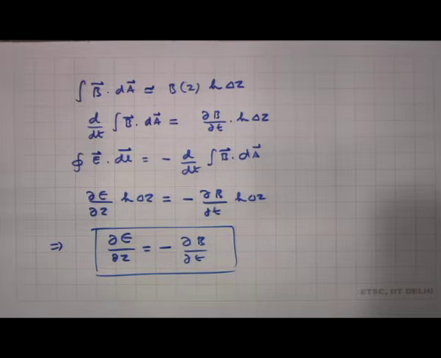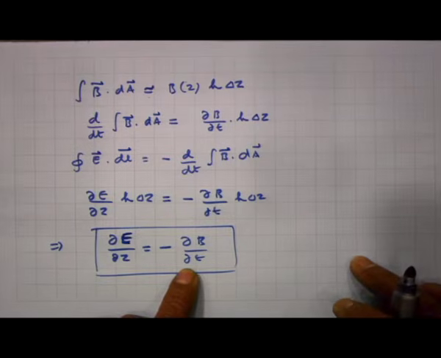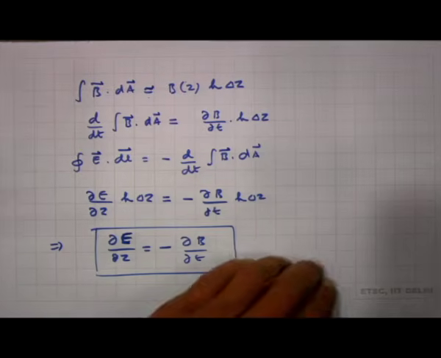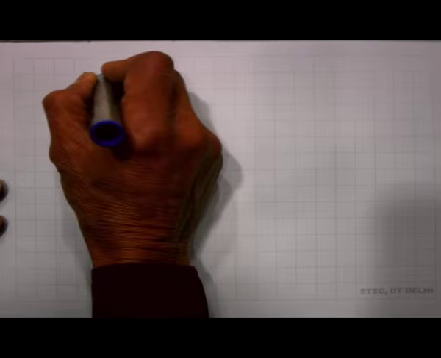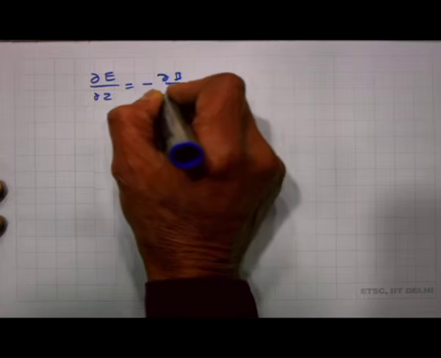So, Faraday's law implies that ∂E/∂z, the rate of change of E with z, is equal to minus ∂B/∂t. Now, if I substitute the solutions which I have written before for the electric and magnetic fields, let me write the equation again here. I have shown that ∂E/∂z is equal to minus ∂B/∂t.